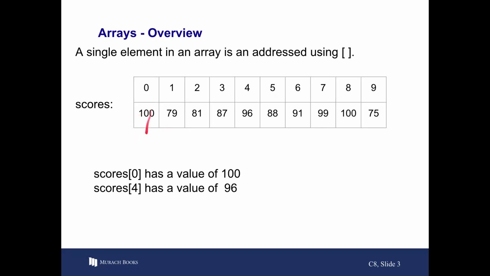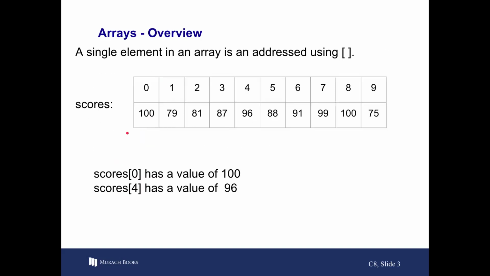A single element in the array is addressed using the square brackets. We would normally have just said scores equals something. In this case, we say scores and we give it an index of 0. That means that we're looking for this one, which has a value of 100. Scores at 4 has a value of 96. So we select the element of the array by using the square brackets.